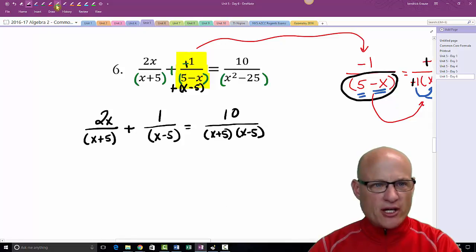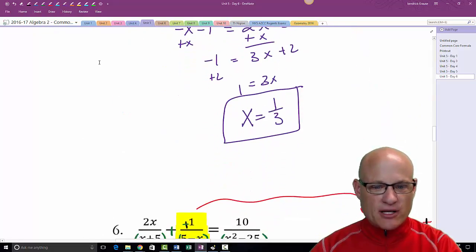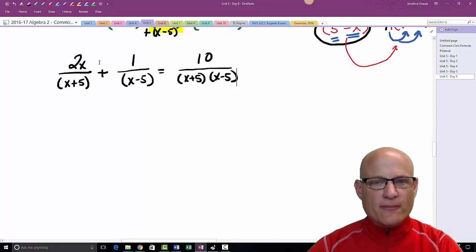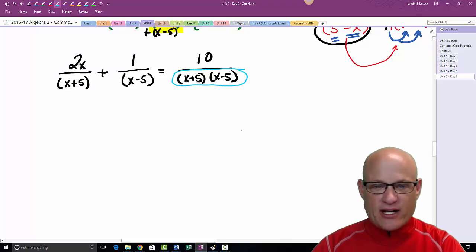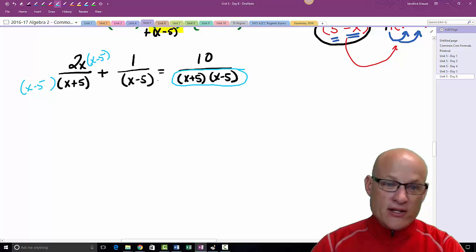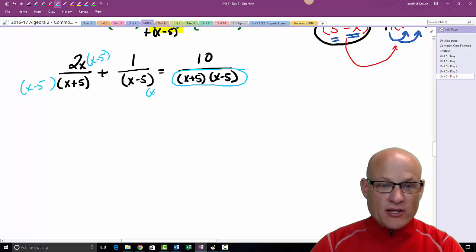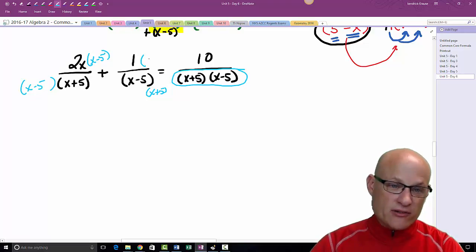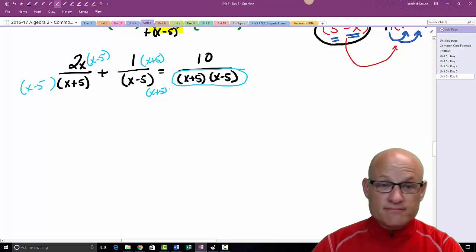All right, let me change colors here a little bit. Let me get the blue, a little bit more festive. All right, so I've got it in its factored form, and so this would be my common denominator. Remember, we want one of each, and this already has it. On the right side, I don't have anything to do. But on the left side, this one needs an x minus 5, so this numerator needs an x minus 5. This one needs an x plus 5, so this numerator needs an x plus 5.